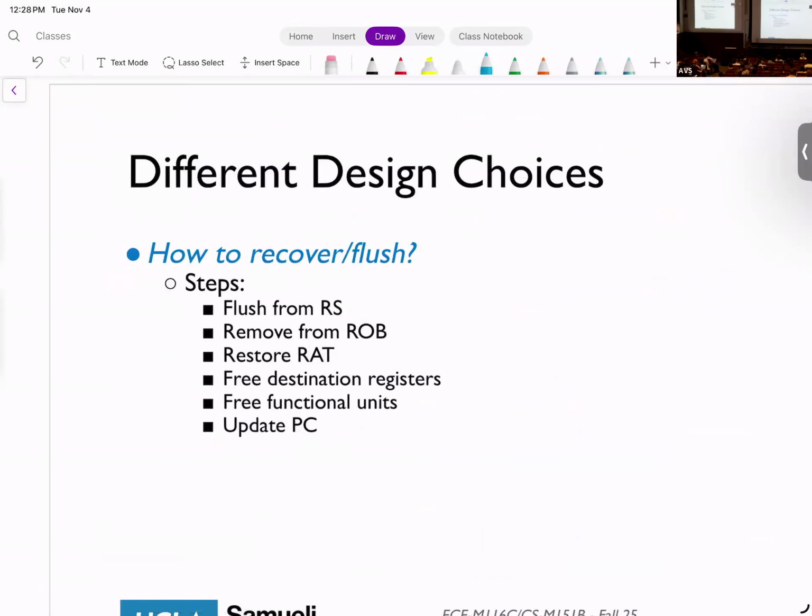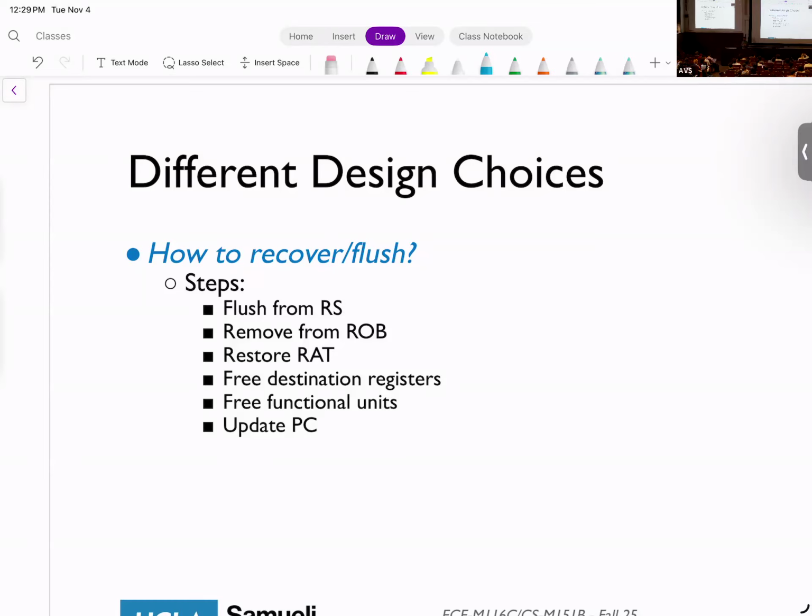And these are the steps for recovering and flushing. As I said, for any sort of speculation, including scheduling speculation or branch misprediction, you need to do a lot of things. So the flushing is a little bit involved. You need to flush the wrong instructions from the reservation station. You need to also remove them from the ROB. Even if they're completed, you need to remove them.